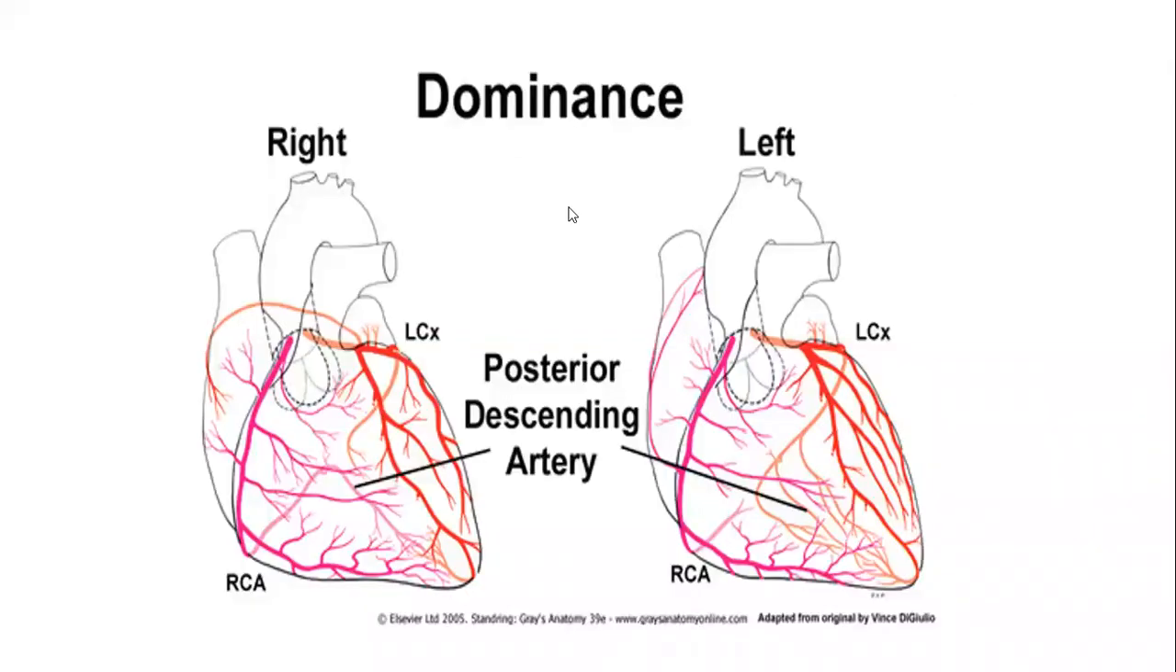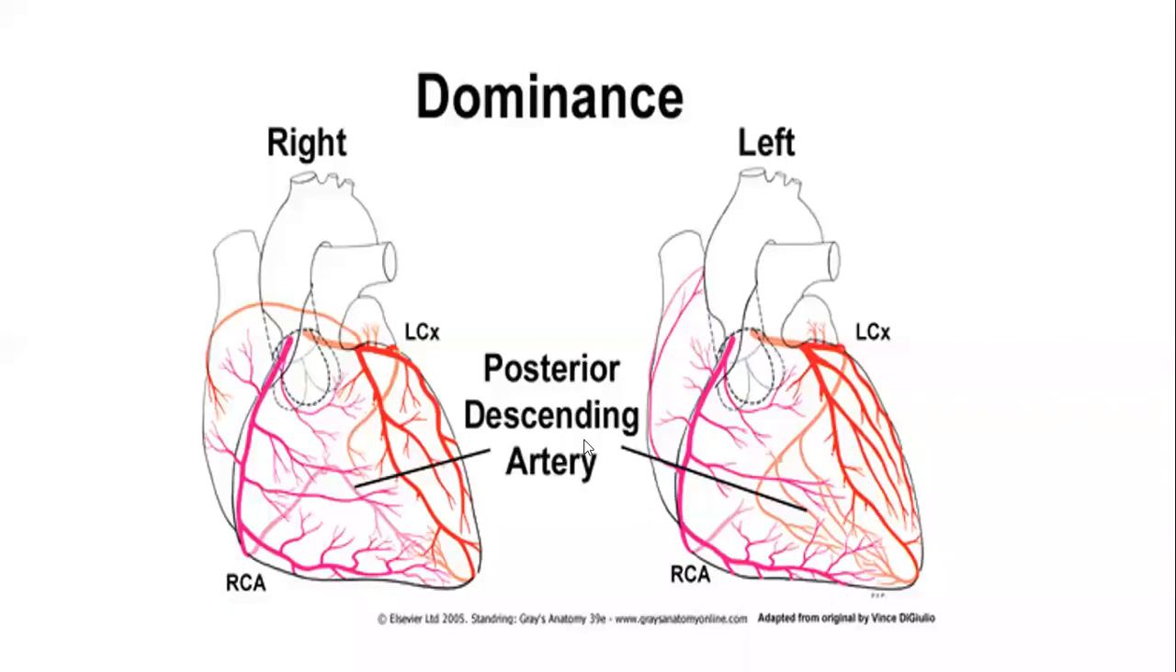Beta, cardiac dominance, or dominance of the heart, or dominance of the coronary arterial system. These are two or three names by which this term is known. It is defined as the artery that gives rise to the posterior interventricular artery. Now, the posterior interventricular artery is also known as the posterior descending artery. So cardiac dominance depends on which coronary artery gives the posterior descending artery. Whose branch is the posterior descending artery?